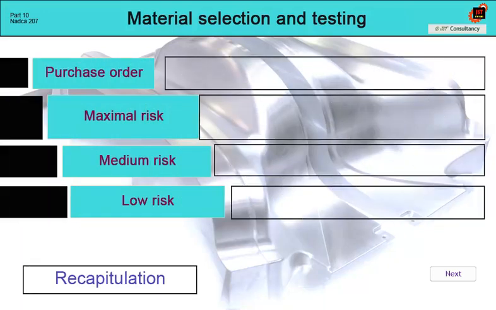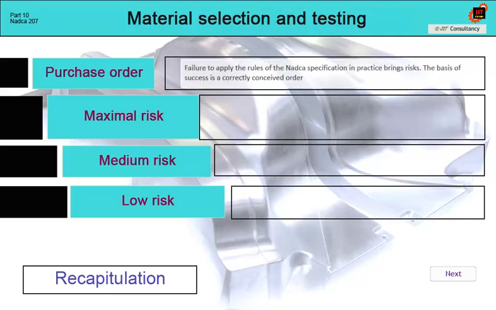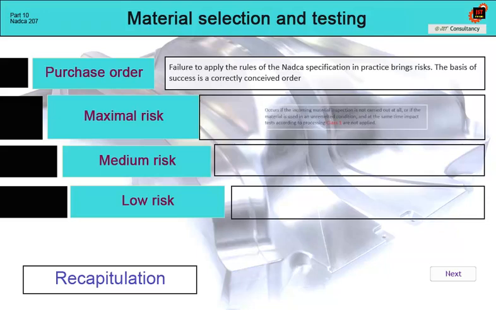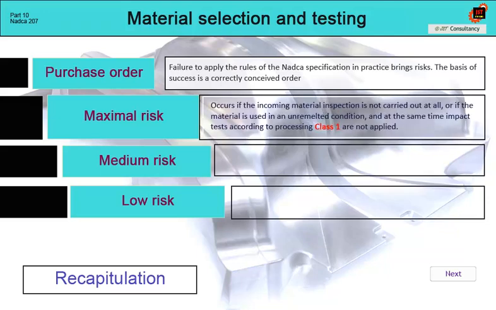Failure to apply the rules of the NADCA specification in practice brings risks. The basis of success is a correctly conceived order. High risk occurs if the incoming material inspection is not carried out at all, or if the material is used in an unremelted condition, and at the same time, impact tests according to Processing Class 1 are not applied.